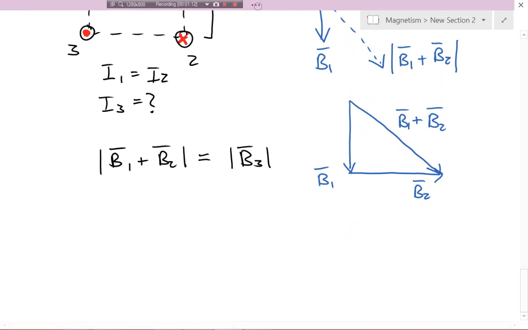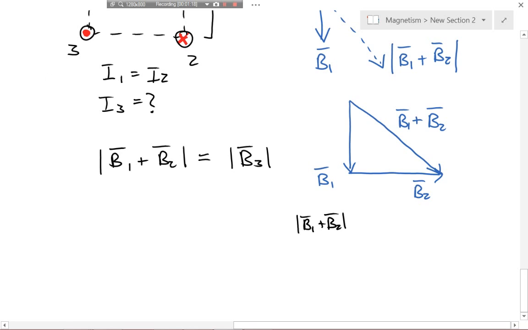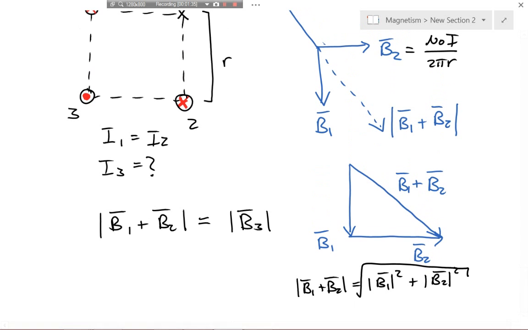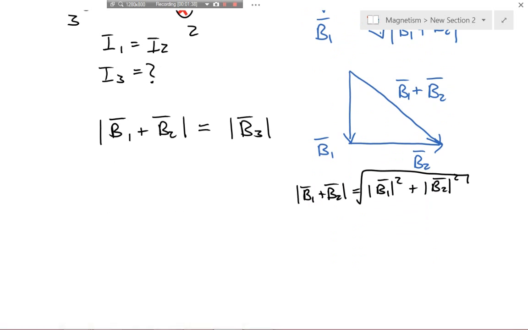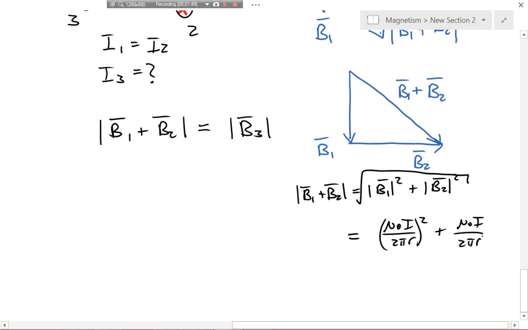the magnitude of this sum, so this is going to be the magnitude of B1 plus B2, we can just use the Pythagorean theorem to find this length. So it's going to be equal to the length of B1 squared plus the length of B2 squared, and all of that's going to be square rooted. But of course, the magnitude of either one of these two magnetic fields is the same. It's just equal to mu naught I divided by 2 pi r. So if we plug this in, we'll have mu naught I divided by 2 pi r, squared, plus mu naught I divided by 2 pi r, squared. And we're going to add those two together and square root it.